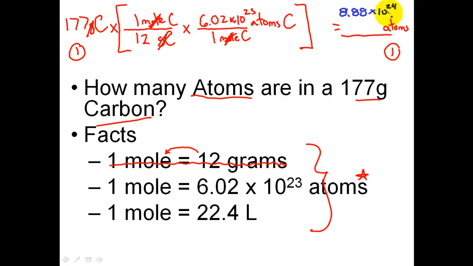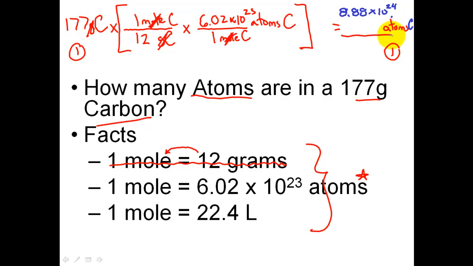All right, guys, let's take a second to practice calculating this problem. The calculated answer I have is 8.88 times 10 to the 24th atoms of carbon. I think you probably got an answer that's a little different from mine. If I'm looking over my calculator, I see 8.8795 times 10 to the 24th.